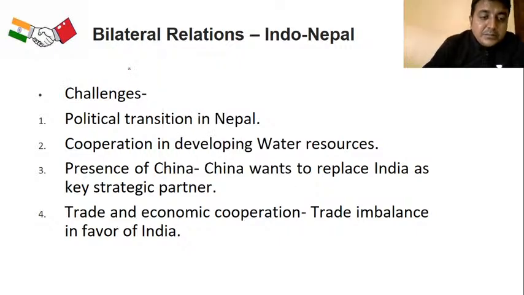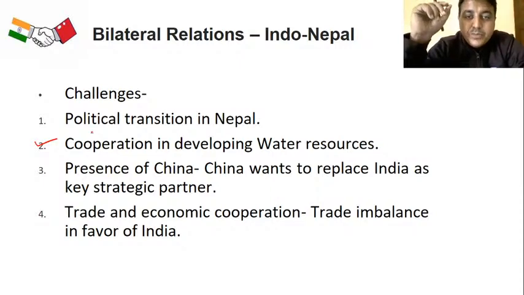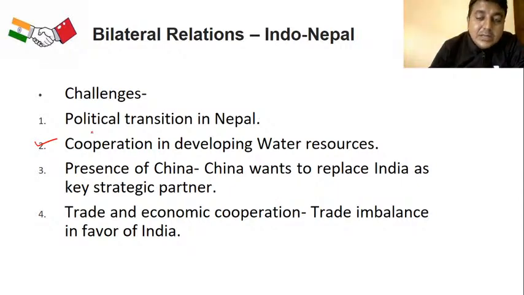Next important thing, the second point, is cooperation in developing water resources. As I mentioned, hydro diplomacy. Earlier we mentioned hydro diplomacy. India is an energy hungry country. India wants energy, and Nepal has ample sources of energy. We want to tap it, but Nepal is reluctant. Nepal is not cooperating with us. So that's why this is another challenge, cooperation in developing water resources.